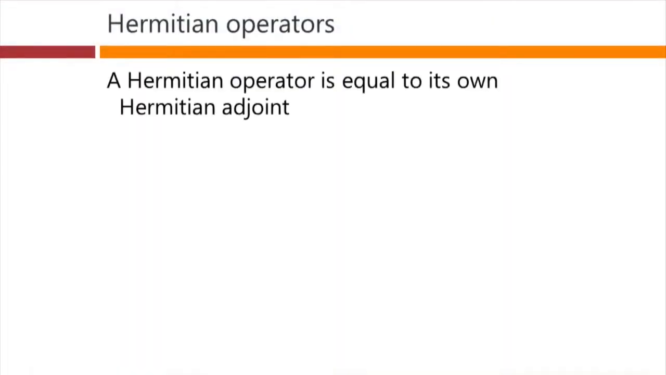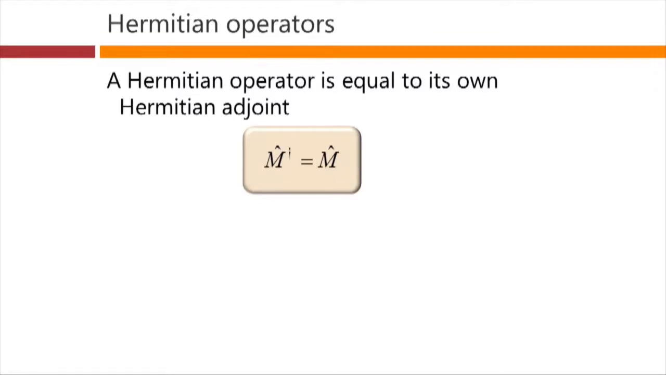A Hermitian operator is one that is equal to its own Hermitian adjoint. So, simply stated mathematically, a Hermitian operator is one that has the following property. Its Hermitian adjoint is the same as the operator itself. Note, this is not the same as a unitary operator.